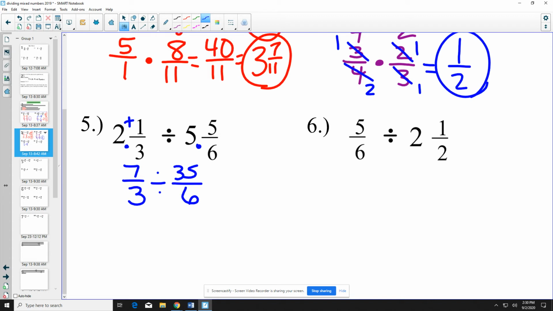Remember what we do after we make them improper. We keep, change, flip. So keep 7/3 the same, make it times, flip that 35 over 6 and make it 6 over 35. Now look for cancellation.